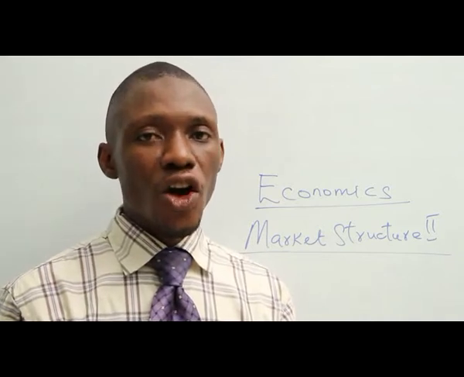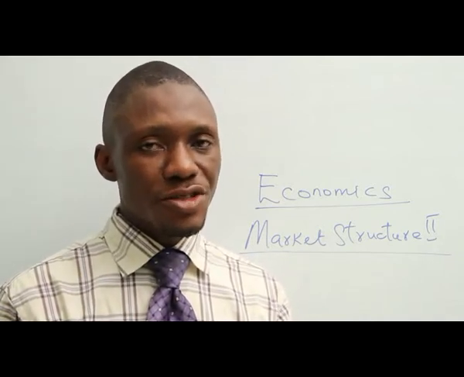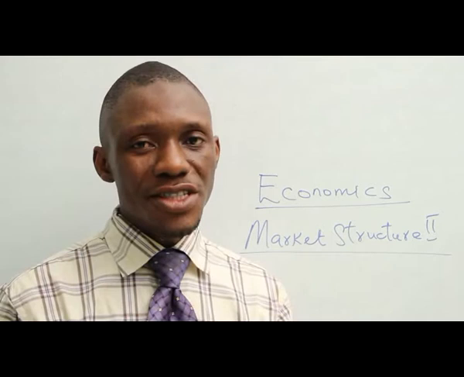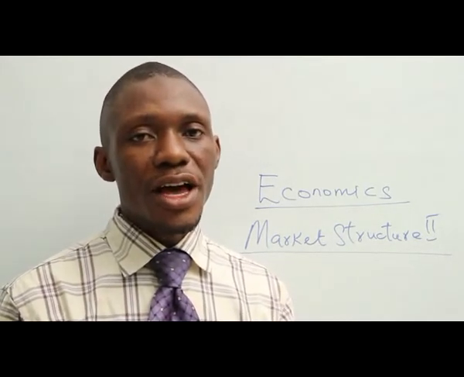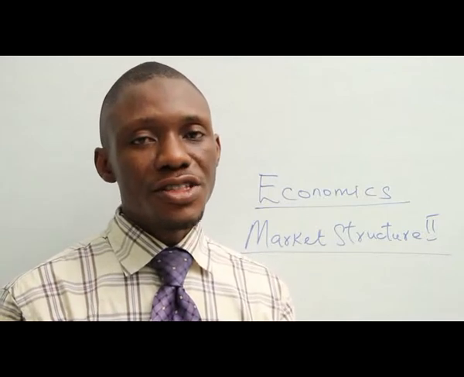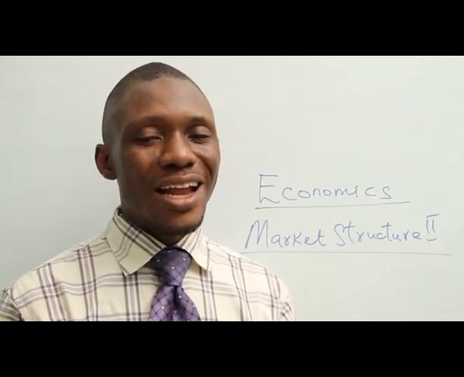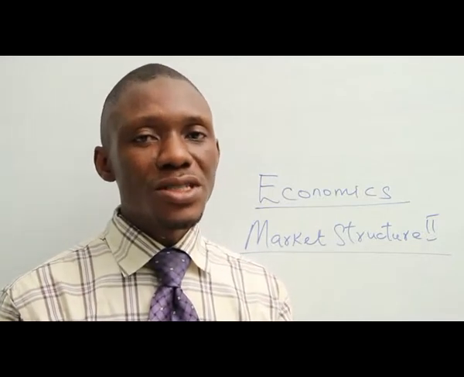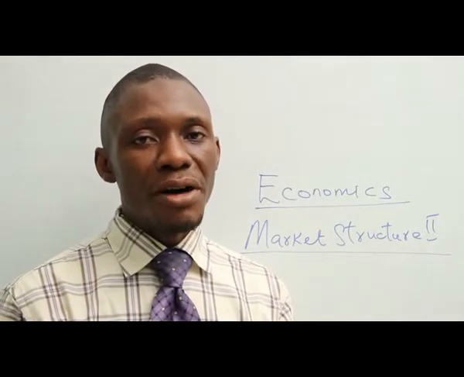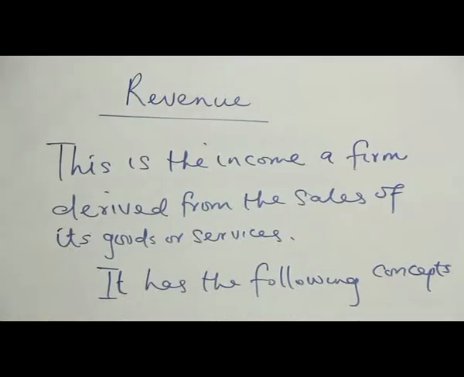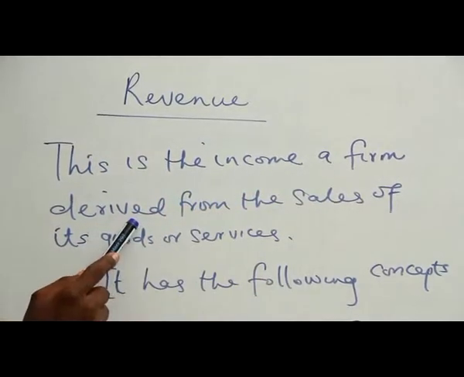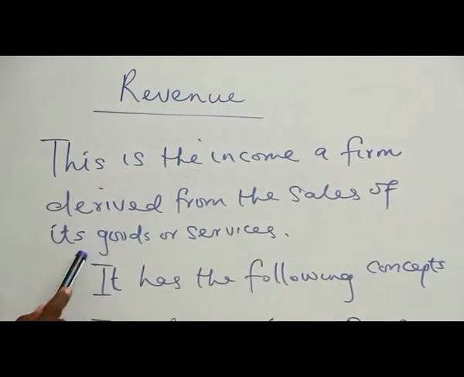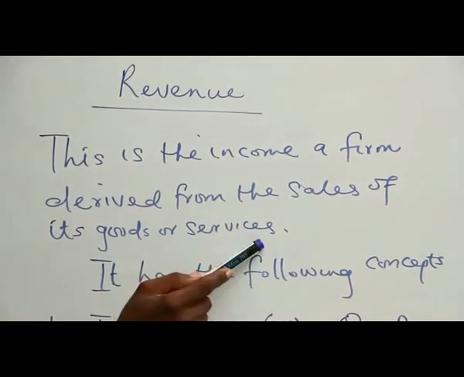will be taken along likewise cost concept, and we have treated cost concept in this class. So the two concepts, revenue concept and cost concept, will be taken along in order to analyze price and quantity determination under perfect market. Revenue. This is the income a firm derives from the sales of its goods or services.